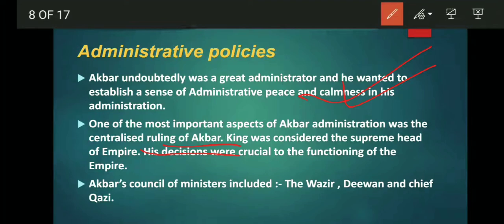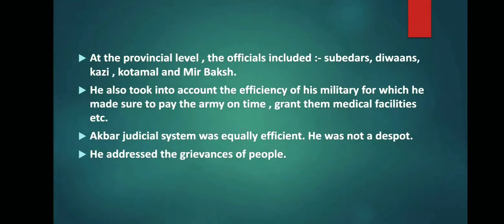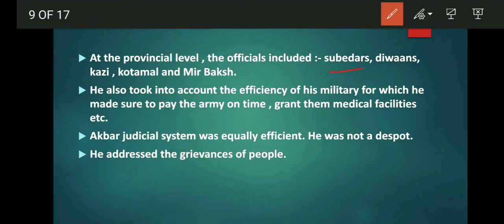Akbar's council of ministers included the Wazir, Diwan, and Chief Qazi. So Wazir would help the king in all the internal matters. Diwan would look after the state revenue. Qazi was assigned the task of looking after the judicial department, basically. Moving further, at the provincial level, the officials included Subedars, Diwans, Qazi, Kotmal, Mirbaksh. So at the provincial levels, these were the ministers of Akbar.